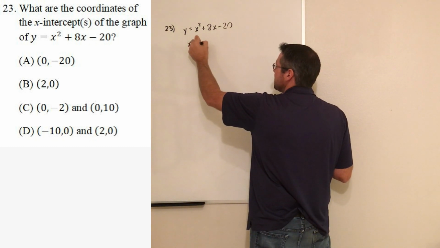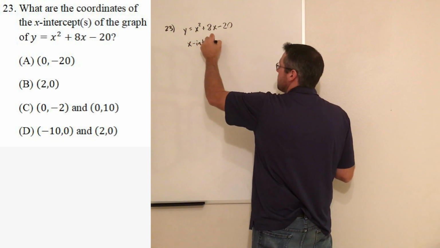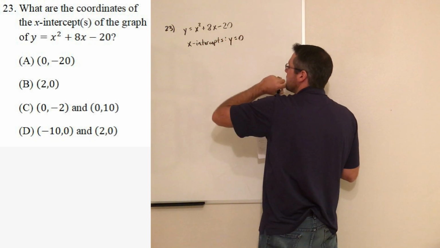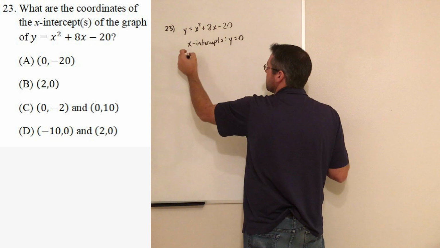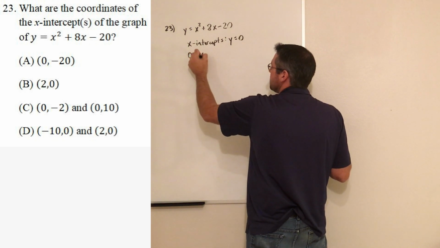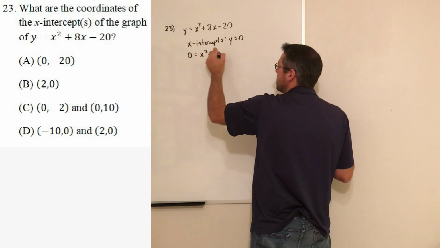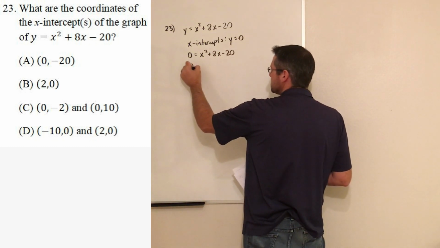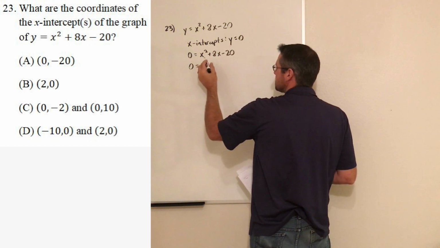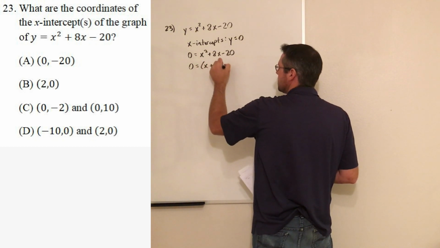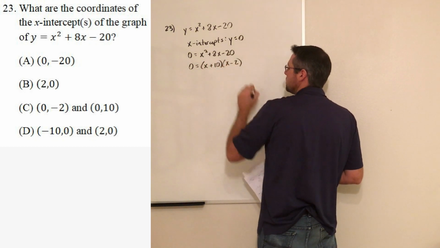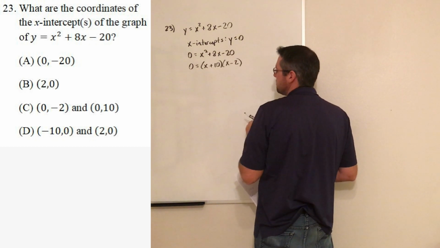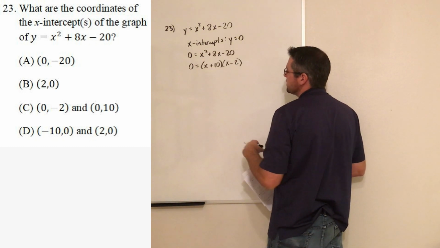It says find the x-intercepts. And remember, the x-intercepts are when y equals 0. So we're going to take that value and plug it into y. So you get 0 equals x squared plus 8x minus 20. And then from here, I think this factors pretty easily. This is going to factor to x plus 10 times x minus 2. We always want to check our work, so you would distribute all that out and combine like terms. We do, in fact, get x squared plus 8x minus 20.